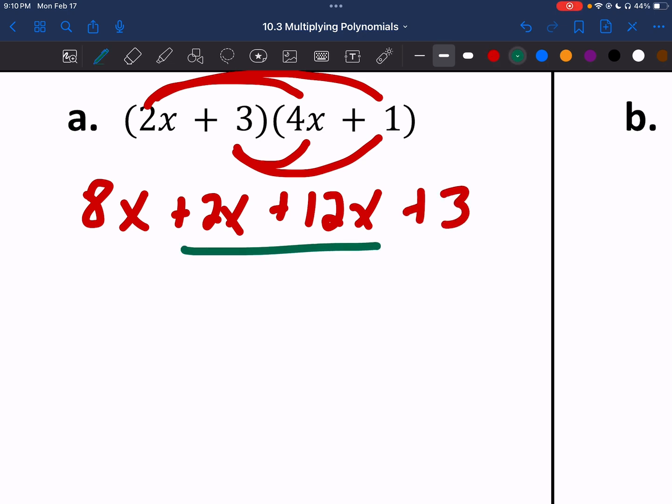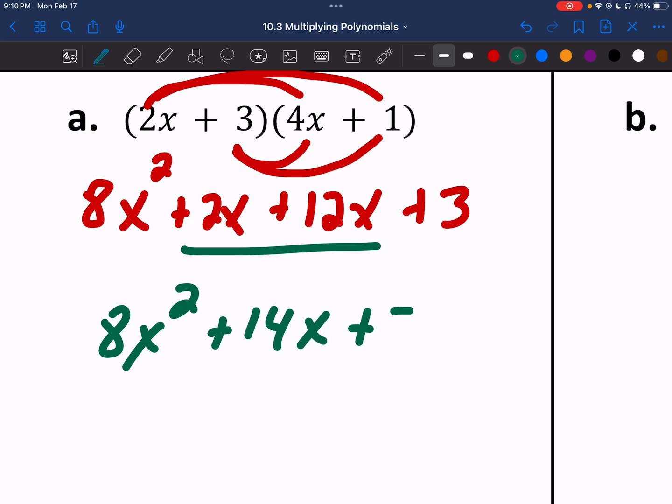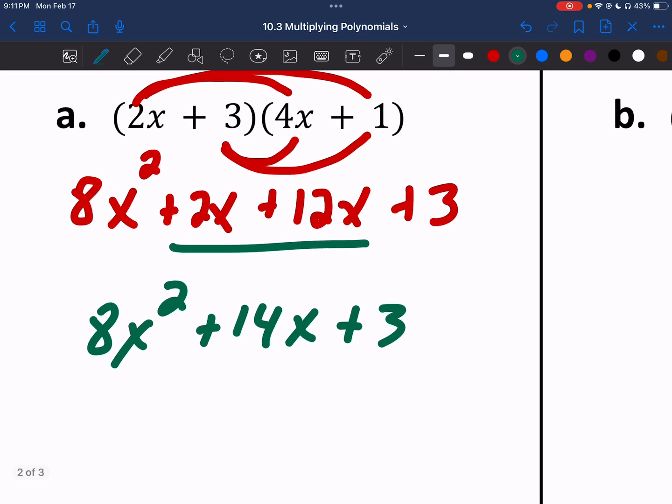Combine our like terms in the center, and my squared on 8x squared didn't show up. So we combine our like terms, 8x squared. We've got 2x plus 12x, so that's plus 14x, and then plus 3. Okay? You'll notice I'm drawing the arc of the FOIL. I'm drawing the distribution. I'm showing the multiplication.